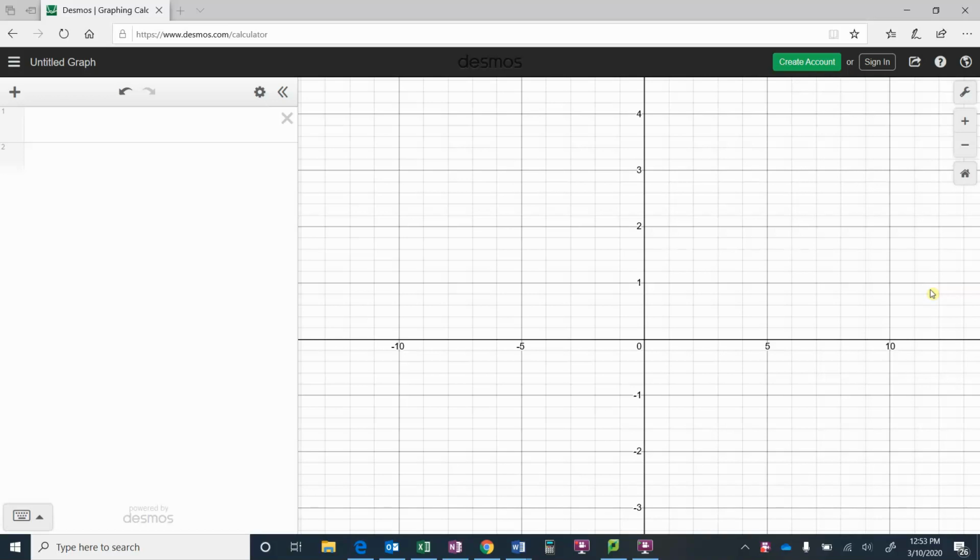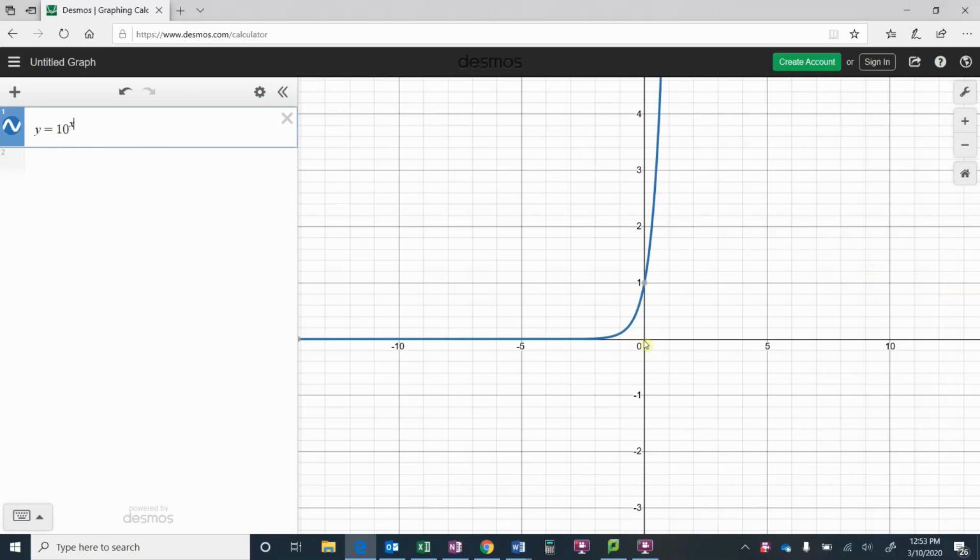Okay, in this video we're going to take a look at logarithms. So let's start with what we already know. We already know about exponential functions. So I'm just going to graph y equals 10 to the power of x. We've seen this graph before.